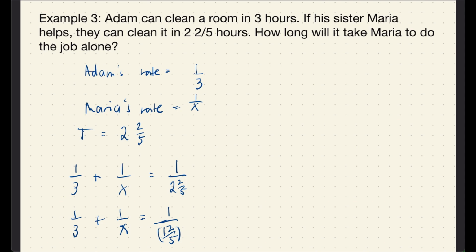So we can get the least common denominator on the left hand side. So that will be 3x. So 3x divided by 3 is x. Then 3x divided by x is 3.